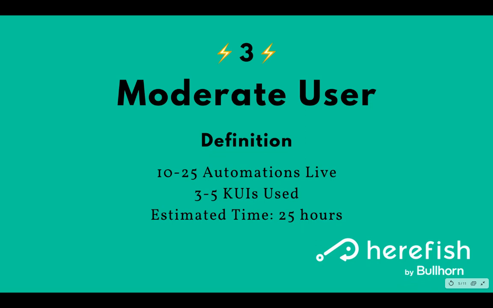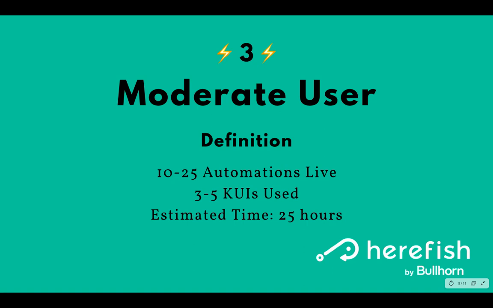The moderate user, we're defining that as a client that has 10 to 25 automations live and running. They're utilizing 3 to 5 of those KUIs, or key usage indicators. And we're estimating this would take about 25 hours of time. Again, the same kind of rules apply.